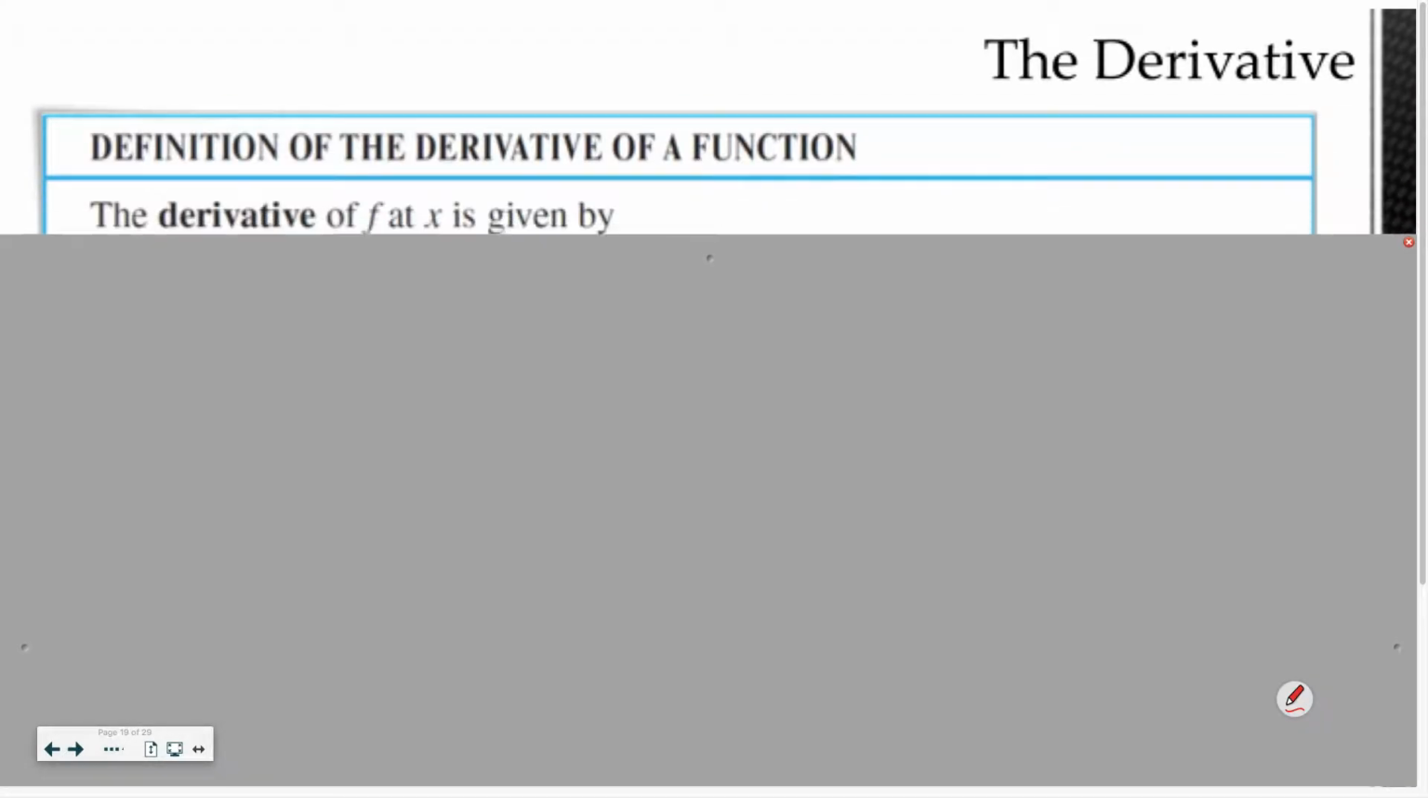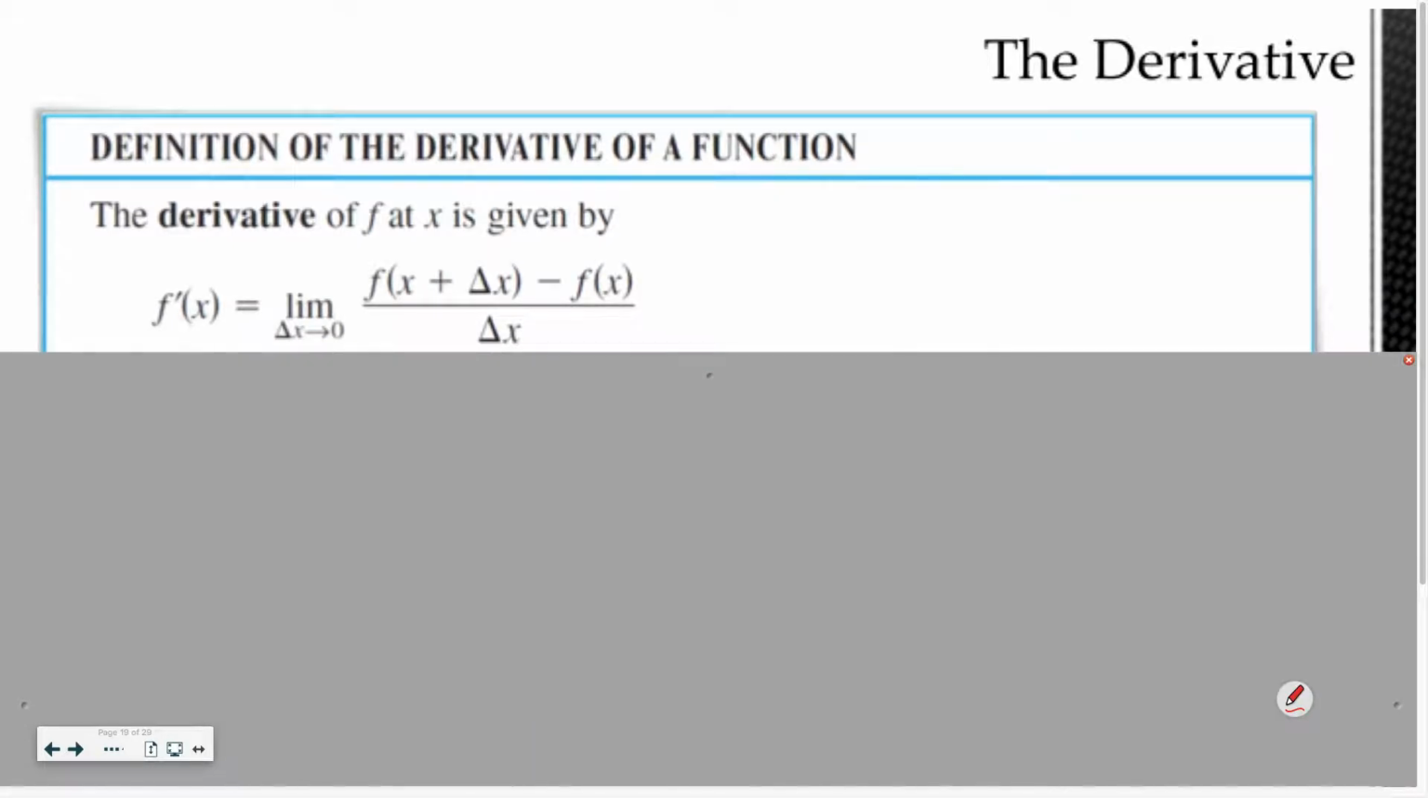So, this is the definition of the derivative. Pick up your pencil.